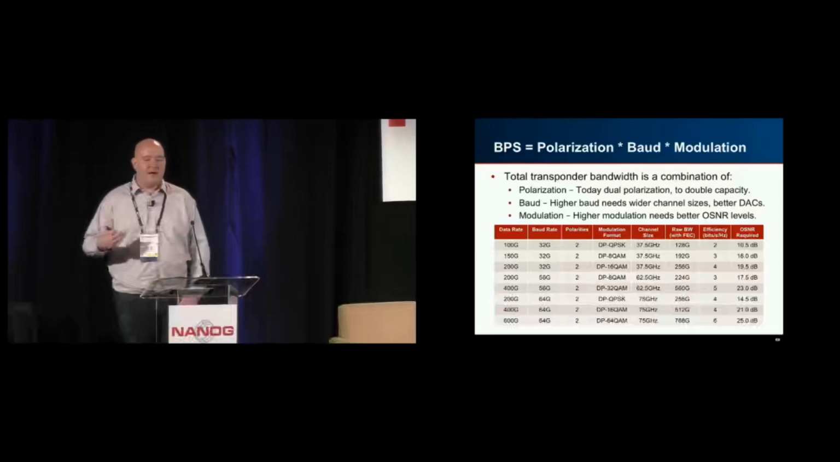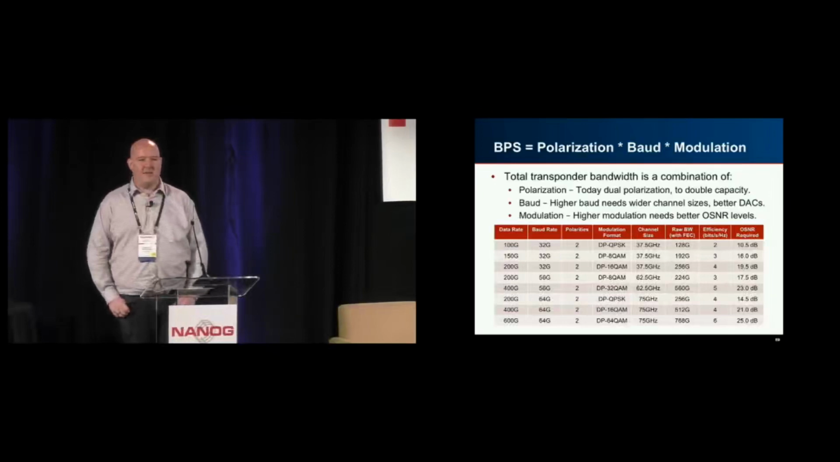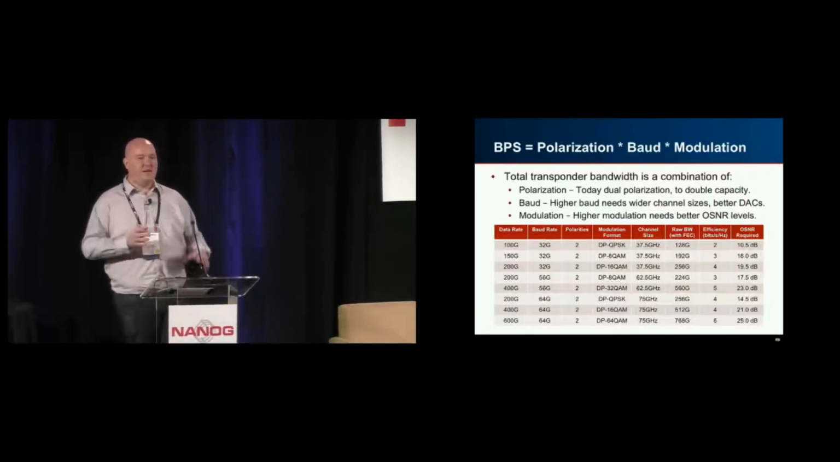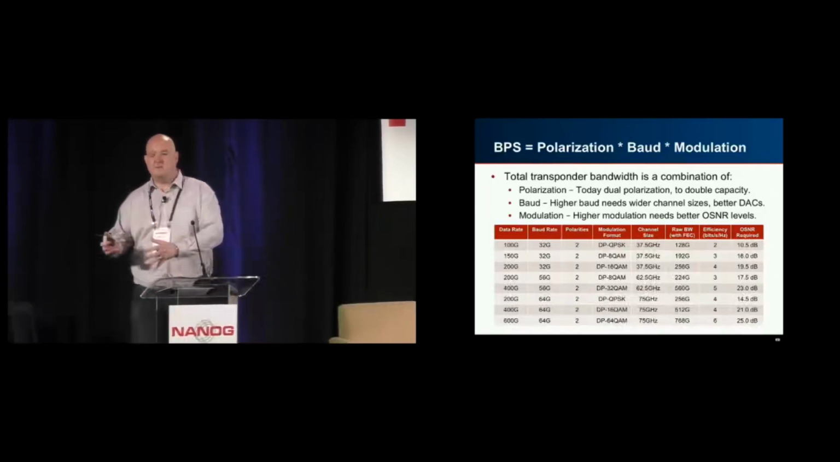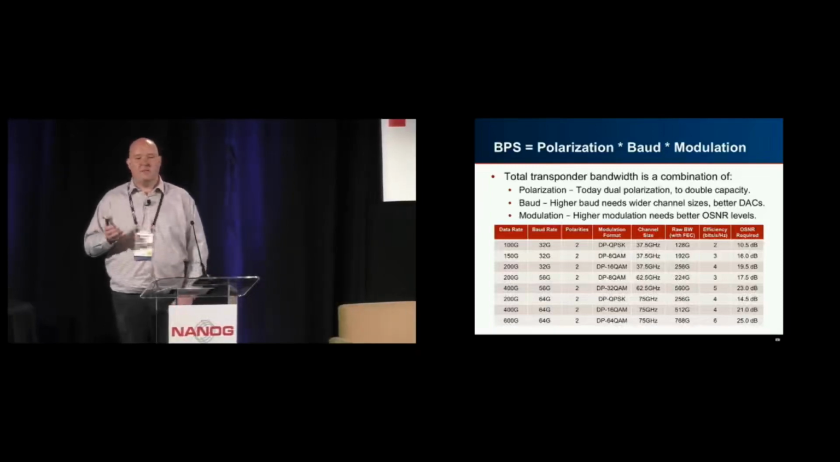The baud rate, the higher the baud rate goes, the wider the channel size that you need, and the better the DAC needs to be. So today, very, very common systems that you'll see are in that 32 gigabaud range, and we're starting to see technology come out to move into the 50 and 60 gigabauds. But as you do that, you need wider channel sizes. Modulation is when you're encoding more data per baud change. So for the same signaling rate and the same everything else, instead of 4 bits per symbol, you could be 5 bits per symbol, but it's harder to detect. So basically with modulation, you need better OSNR levels to make all this work.